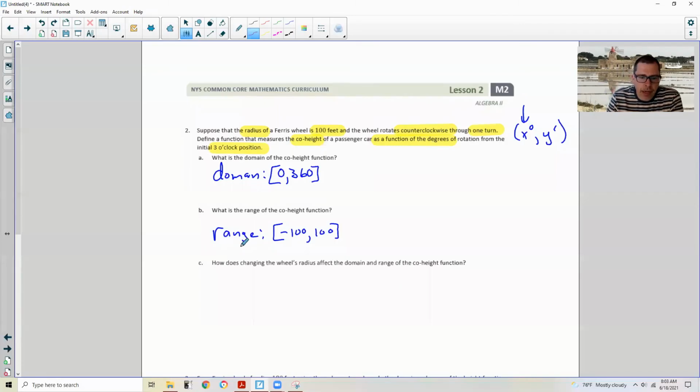Okay, part C says, how does changing the wheel's radius affect the domain and range of the height function? Well, the domain is in degrees. And no matter how big or small we make a circle, one full rotation is always 360 degrees. So the domain remains the same.